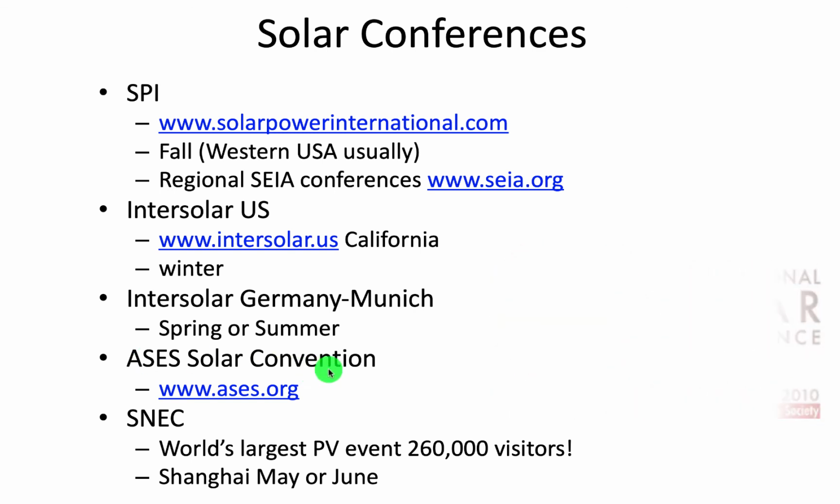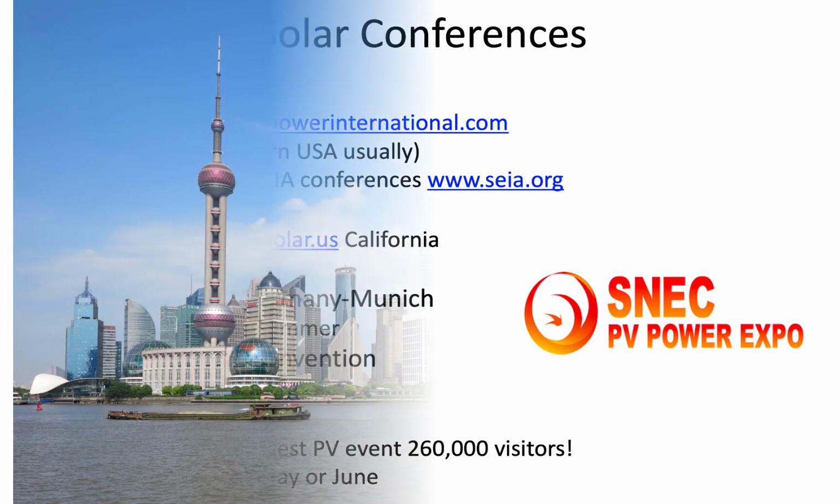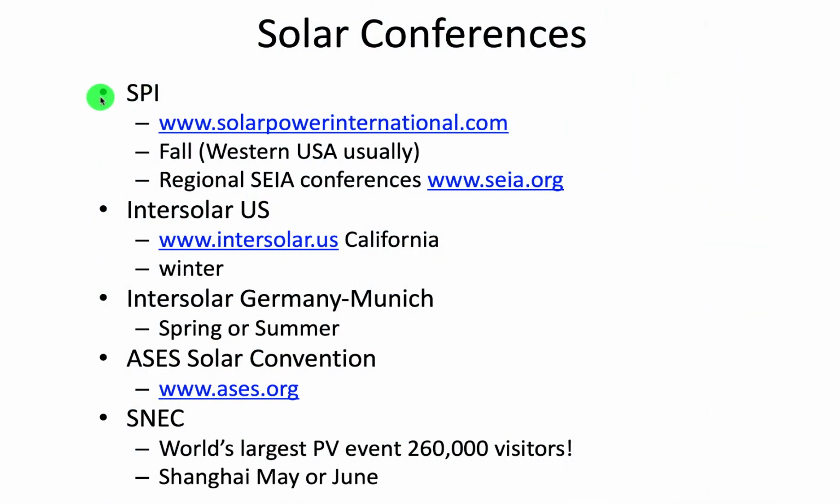ASES conferences used to be a lot bigger, but hey, these trade shows compete with each other. They're very competitive. SPI also teams up with SNEC. I'm good friends with the owner of SNEC, and she gets 260,000 people to turn out every year in Shanghai in about May or June. I also teach a National Electrical Code workshop at SPI, at Intersolar. I teach classes at the ASES conference, and I teach a class at the SNEC conference. So you can also go there and take my class.